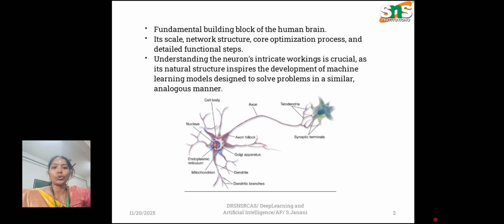So what are neurons? They are just the fundamental building blocks of the human brain. They cover scale, network structure, core optimization process and detailed functional steps. Understanding how neurons work is crucial, and their natural structure inspires the development of machine learning models, which are designed to solve problems in a similar, analogous manner.